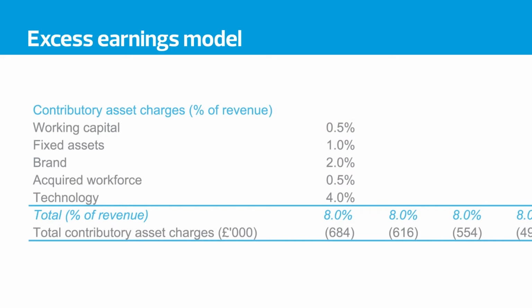Okay. And then what happens? You benchmark as a percentage of revenue? Exactly. We benchmark them as a fixed percentage of revenue. And that means when revenue changes in the forecast, the contributory asset charge moves proportionally. So if we've got customer relationships where there's a declining revenue profile, the contributory asset charge also declines over time.